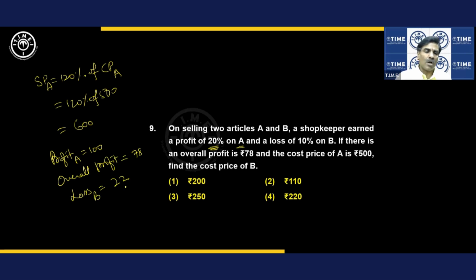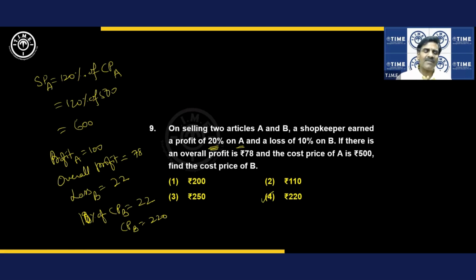But we know the loss on B is 10%, which is 90% of its cost price, because if it is sold at a 10% loss, it is sold at 90% of its cost price. Sorry, the loss is given, no? Yes, the loss is given as 10%, so 10% of CP is given as 22. So the cost price of B will become 220 rupees. So the answer for this question should be choice 4, 220.